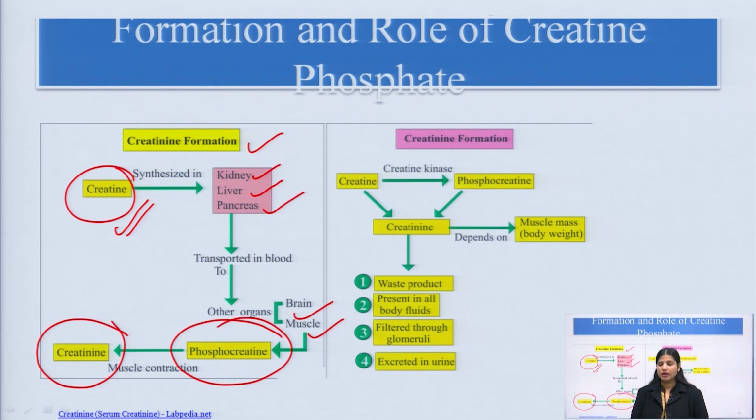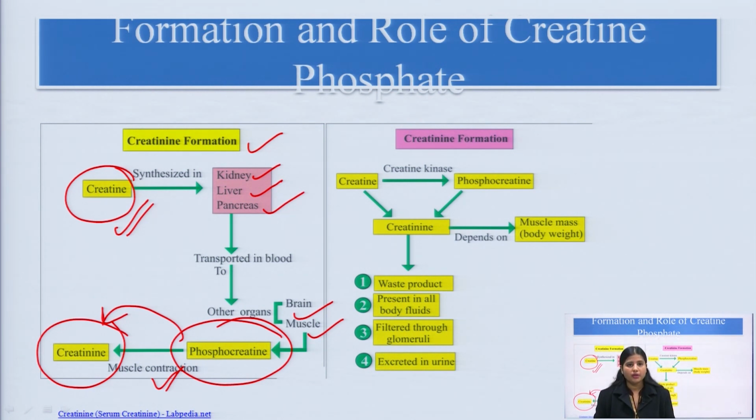So in the brain and muscle it remains as phosphocreatine, and at the time of muscle contraction, whenever we require energy, it gives the energy and then turns into the metabolic waste product, creatinine, which needs to come out of the body. If this creatinine waste product is retained in the body, there will be a problem.